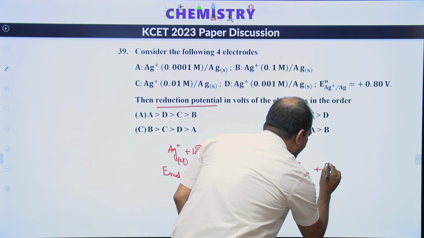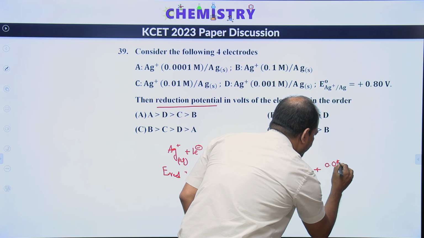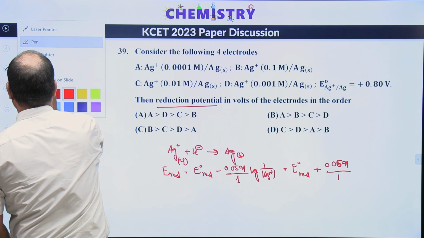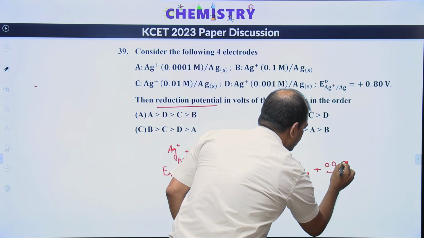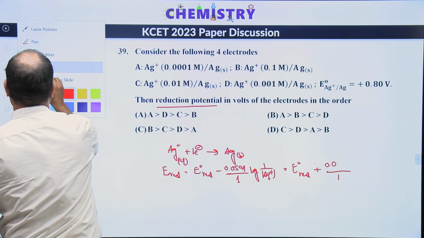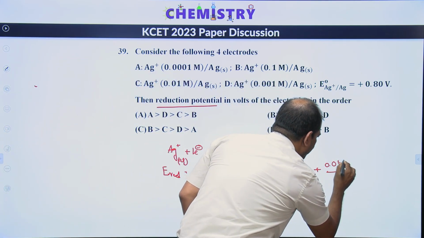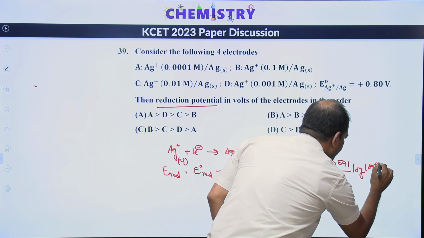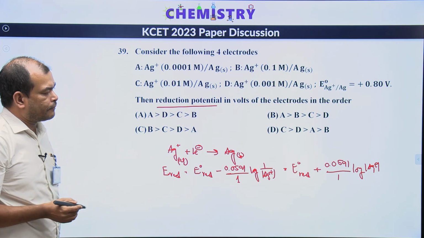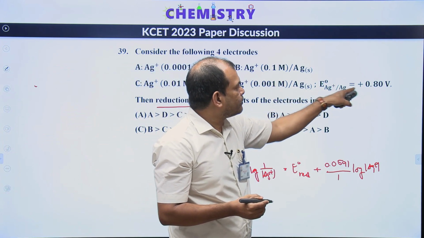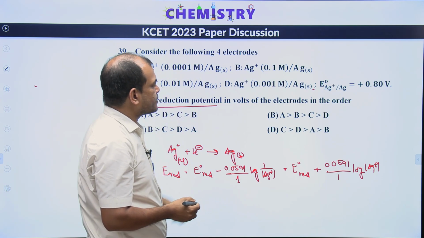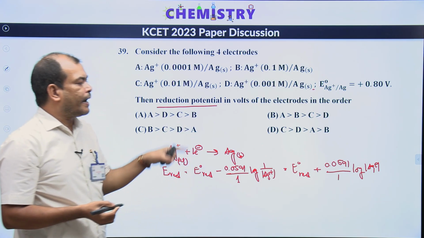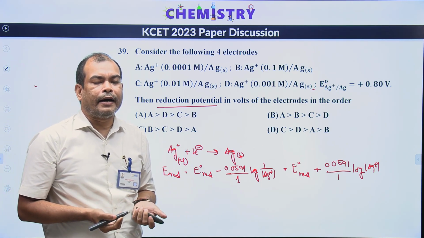Therefore, if I make it plus, I can write E reduction equals E naught reduction plus 0.0591 by 1 into log of concentration of silver ion. Now it becomes very simple. E naught reduction is given to you. That will be a constant value for every case. That means entirely E reduction will depend on the concentration of Ag plus. Higher the concentration of the silver ion, higher will be the E reduction.